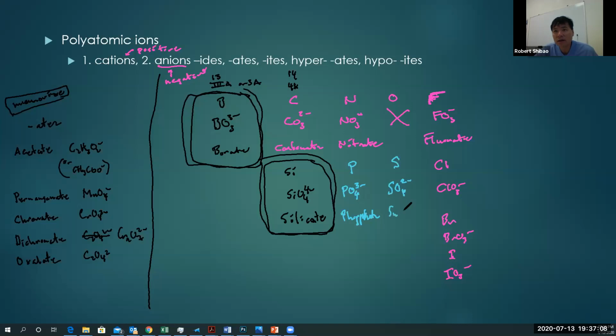Now, an interesting thing happens with this pattern. This pattern extends down, but the way it extends down is it's going to be the same. For example, below silicon is germanium, and so germanate is going to be GeO4, 4 minus. Below phosphorus is arsenic, and so arsenate is going to be the same. It's AsO4, 3 minus. And below sulfur is selenium, and so selenate is the same, SeO4, 2 minus.